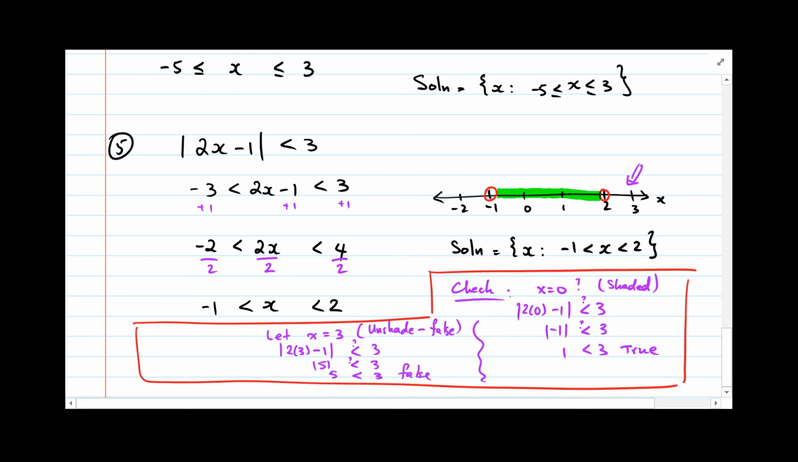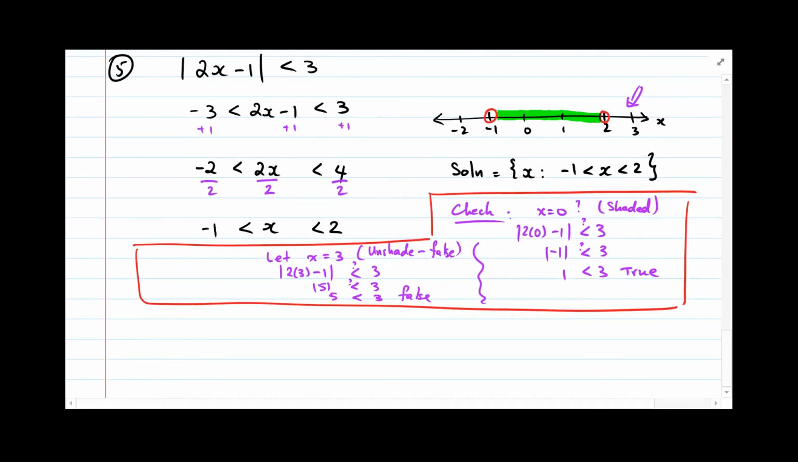You can check the other region, putting in something like x is negative 2 and you'll also see that that gives a false statement. So do remember to incorporate some of the things that you learned from previous sections as you go through.